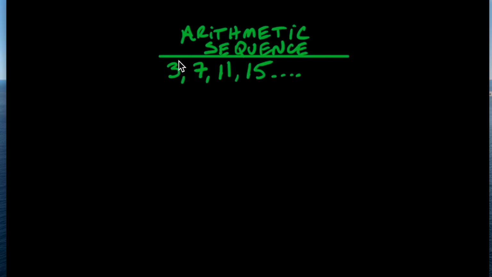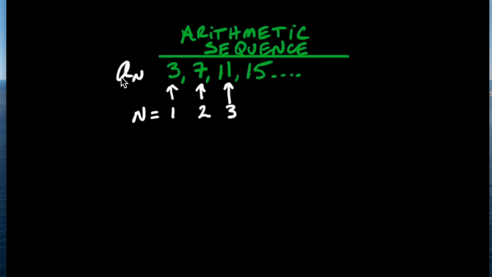So let's look at this number 3. This is position number 1. The 7 is position number 2. The 11 is position number 3. And those positions, those slots, are the n value. Each of those positions has a value, and that value is a sub n.